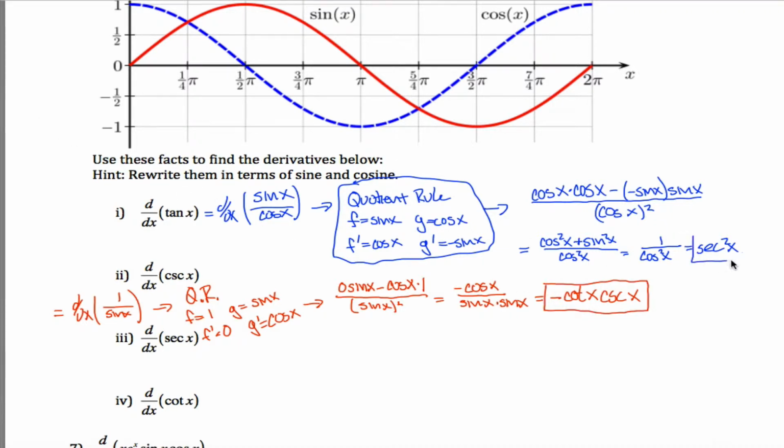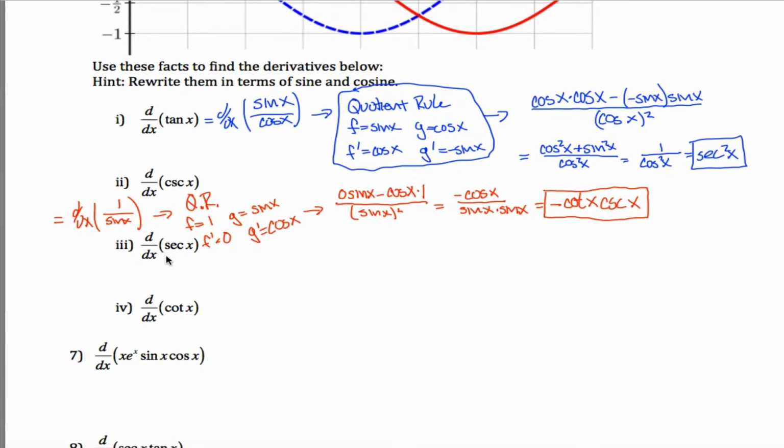And I don't know why I erased the box around this thing. I did it accidentally. Put that back. Same logic to figure out the derivative of secant. The derivative of secant is just asking you what's the derivative of 1 over cosine of x. I can do that. I just apply the quotient rule. Playing the role of f would be the 1. Playing the role of g would be cosine of x. And so f prime is again 0. g prime is the negative of sine of x.